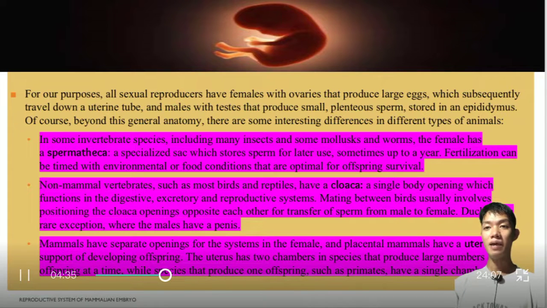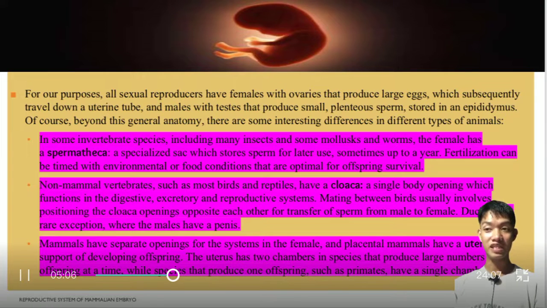Non-mammal vertebrates such as most birds and reptiles have a cloaca. This means a single body opening which functions in the digestive, excretory, and reproductive systems. Mating between birds usually involves positioning the cloaca openings opposite each other for transfer of sperm from male to female. Ducks are a rare exception where the males have a penis.